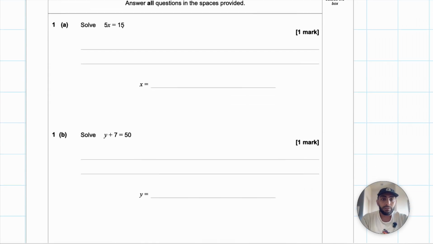Question 1. Solve 5x equals 15. X is being multiplied by 5, so I need to divide by 5 on both sides. X is equal to 15 divided by 5, which is 3.